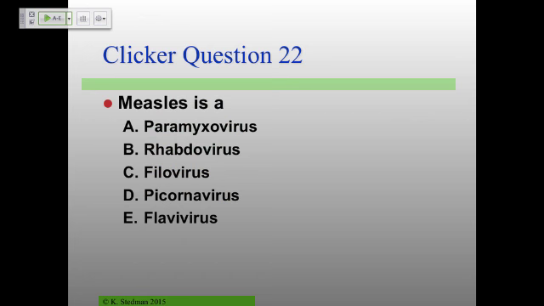Now, measles is a paramyxovirus, rhabdovirus, filovirus, picoRNA virus, or flavivirus.